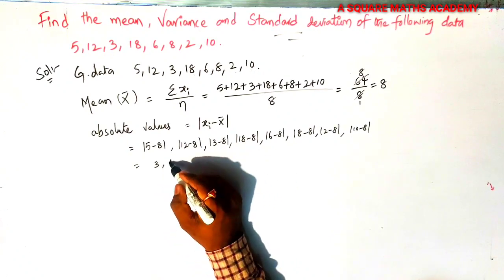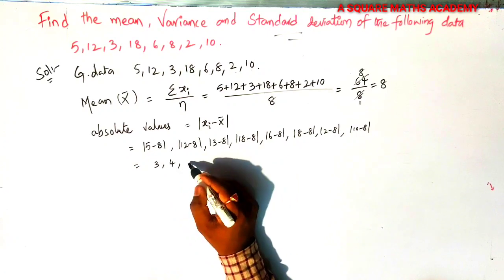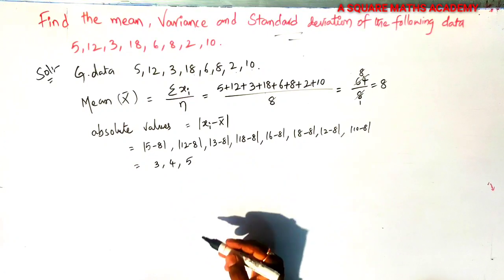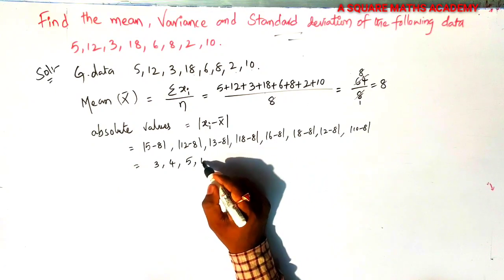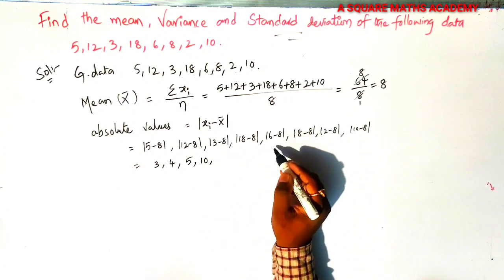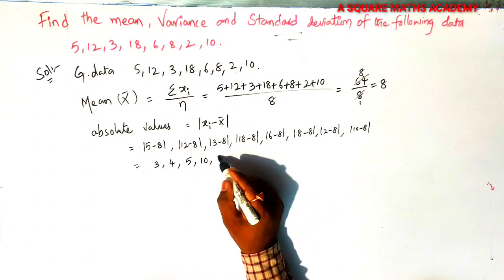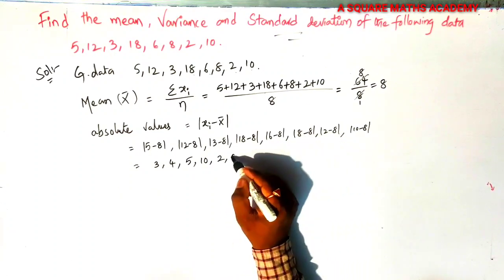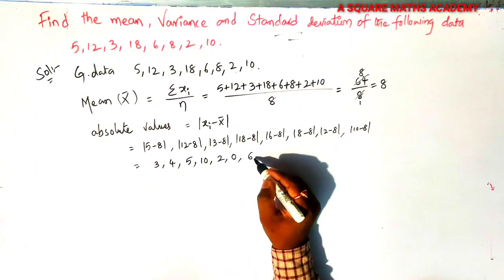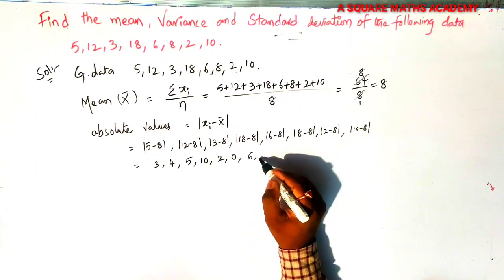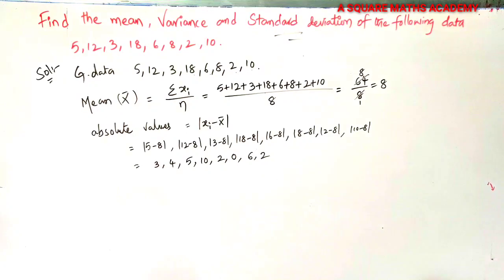12 minus 8 is 4. 3 minus 8 is minus 5, but here modulus is there, so we write here plus 5. 18 minus 8 is nothing but 10. 10 as it is. 6 minus 8 is minus 2, but modulus is there, so we get here 2. 8 minus 8 is 0, and 2 minus 8 is minus 6, but modulus is there, again we get here plus 6. 10 minus 8 is 2. 10 minus 8 is 2. So these are the absolute values only.